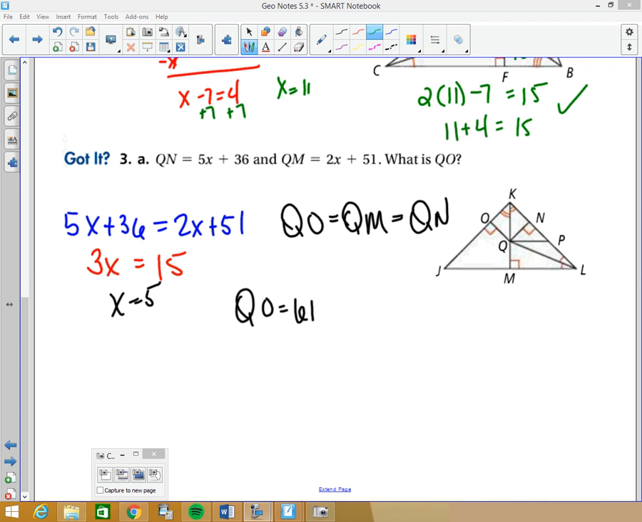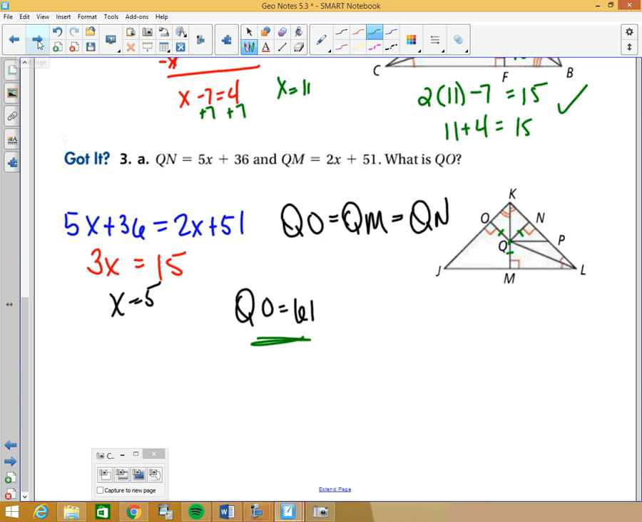Okay? So I use the same information and assume that Q is the in-center of triangle JKL. That gives me that QO, QN, and QM are all congruent. So solving for x and plugging back in, I find out that QO is equal to 61.